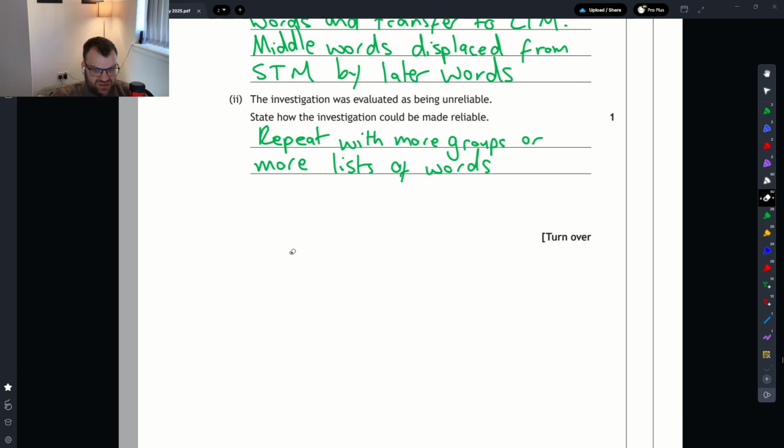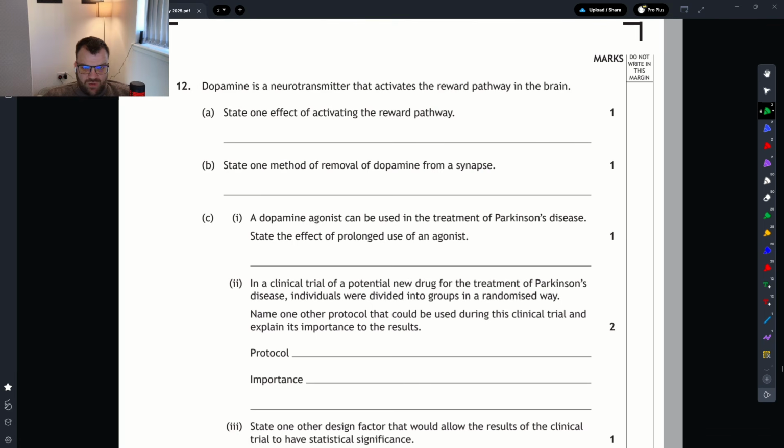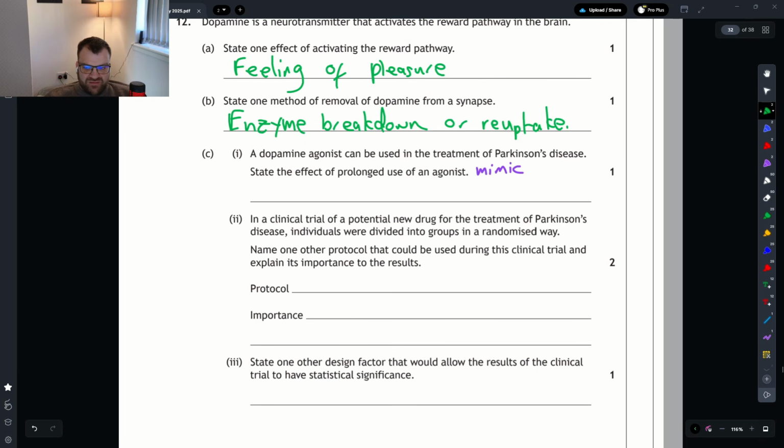So check it out multiple times, and then you can look at average results and things like that as you go through. So here we're asked, what is one effect of activating the reward pathway? That's going to be the feeling of pleasure, that little hit of happiness that we get when we do certain activities. Dopamine, a neurotransmitter, can be removed either by enzyme breakdown or reuptake. Agonists mimic the natural chemicals, the natural response. So prolonged use of that means that the receptors are being stimulated more and more often. That can then lead to a desensitization.